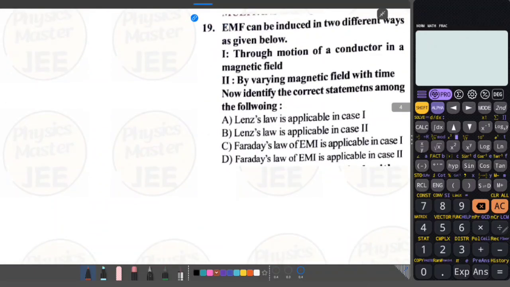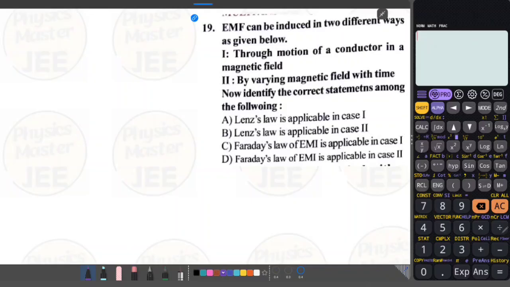Next one. This is a theory question. EMF can be induced in two different ways as given in the figure: through the motion of a conductor in a magnetic field, or by varying the magnetic field with time. Now identify the correct statement among the following. Lenz's law is applicable in case 1, and in case 2. Yes, it can be applied in both cases.